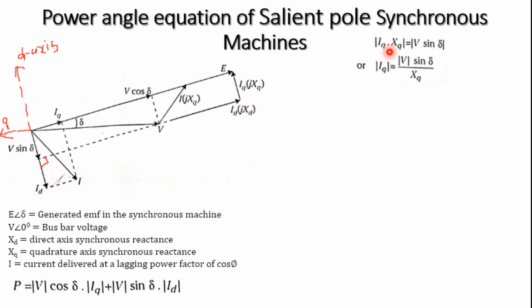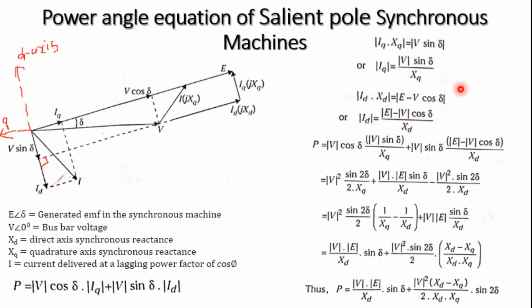So we know that IQ XQ. Here IQ XQ is equal to V sine delta. This value and this value combined together give sine delta. So we find that the IQ value will become V sine delta divided by XQ. Similarly, ID XD, we can write as the total voltage, which is E minus V cos delta. So you get ID is equal to E minus V cos delta divided by XD.